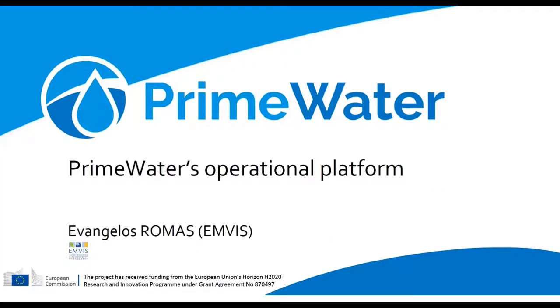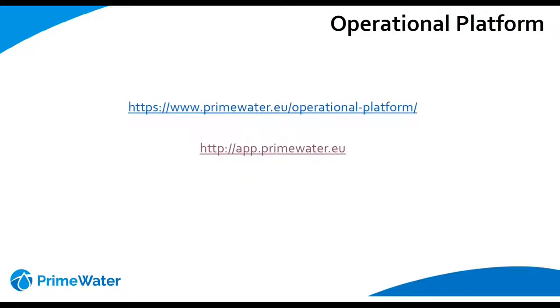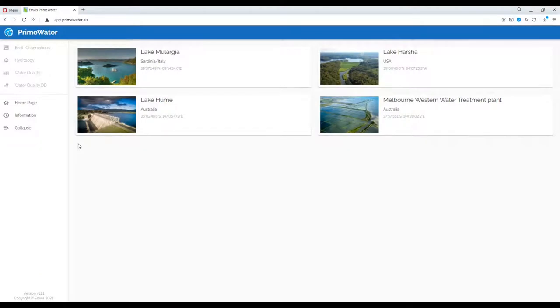Hello, I'm Vangelis Romas from MBIS, and I'm going to make a short presentation of Prime Water's operational platform. The platform is available through a web browser, either through the Prime Water website or directly through the second link. This is the initial page of the platform with the four operational case studies of Prime Water in Europe, United States, and Australia. Prime Water currently offers four services, which are the EO-based monitoring system, the hydrological forecasting service, and the water quality forecasting service, which is offered both by process-based and data-driven models.